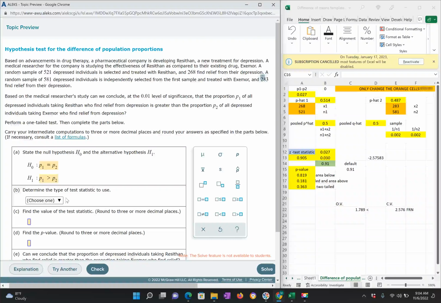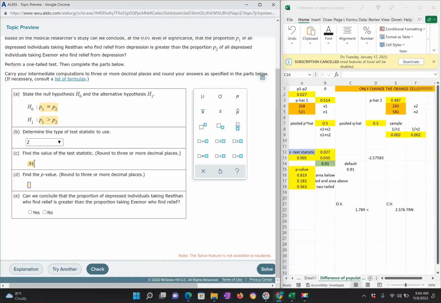All right, let's go with that. Let's see what happens. Yes, it's a z-test. Okay, lovely. The test statistic according to this is right here. The z-test statistic is 0.9. I'm going to go with 0.91 just to try it, not 0.905. And then it's one-tailed in this case, so can we go with 0.819? 0.819 because they said greater than, so 0.181.